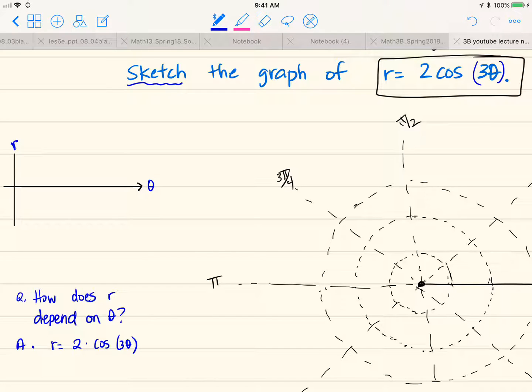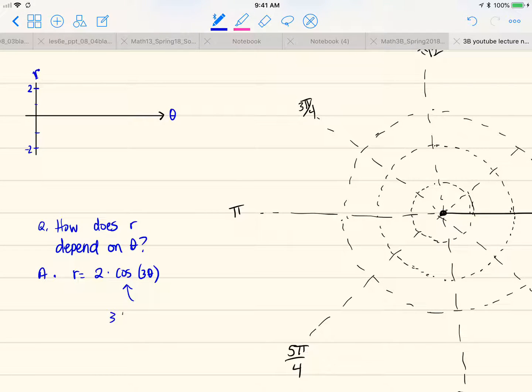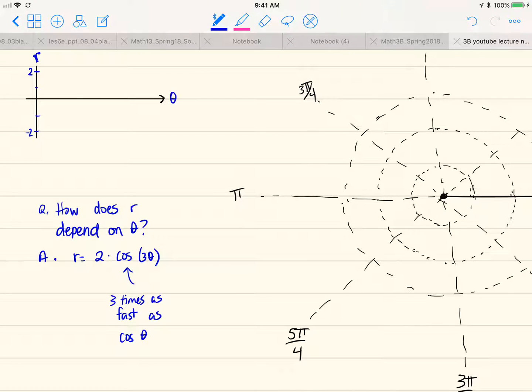Now, what is 2 cosine 3 theta? First, I know the amplitude is going to be 2, so I may as well just put in negative 2 to 2. And because I've got cosine of 3 theta, I know that this curve is going to be 3 times as fast as if I had just cosine of theta. Cosine of theta typically starts up top, goes down, then back up. One period is usually 2 pi, so this would be for cosine of theta.